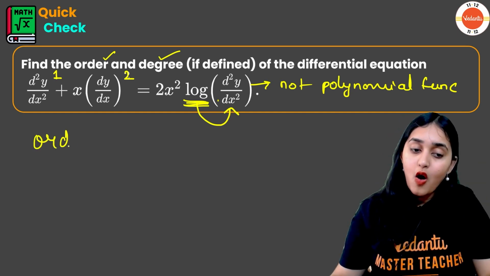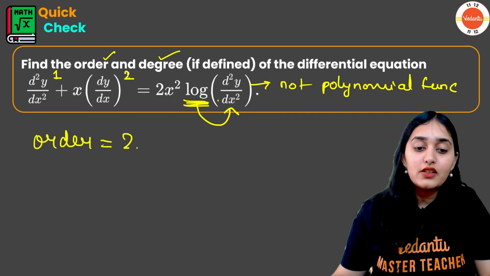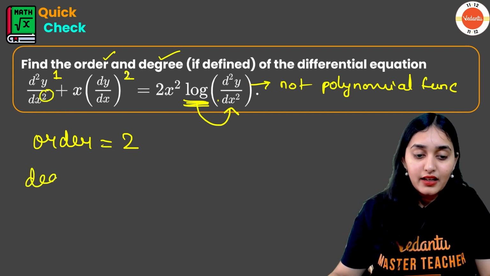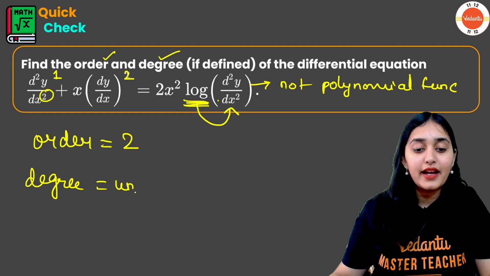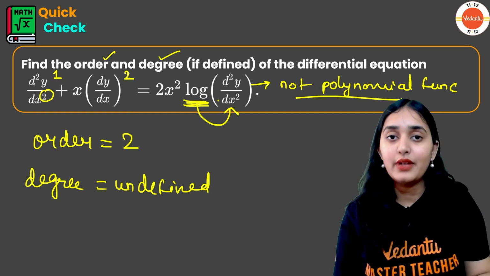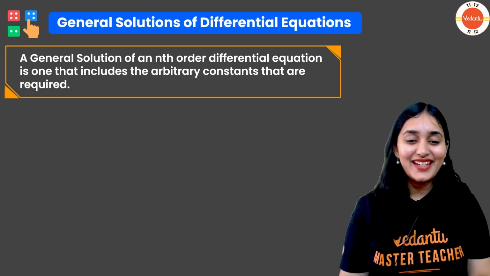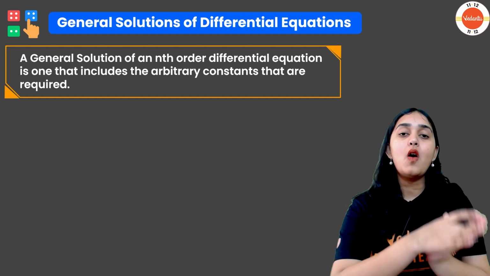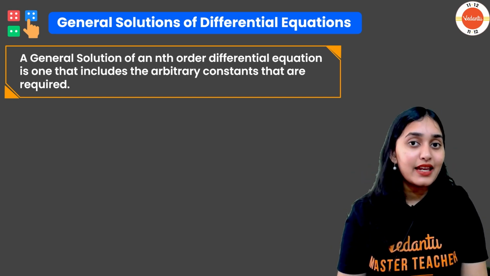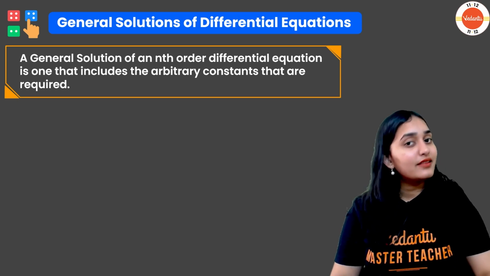So here the order is defined. Order is 2 because the highest order derivative is 2. But the degree will be undefined, because it is not a polynomial function. Directly you can mark the answer. Okay, so I hope you have understood order and degree. It is asked every year in the exam, so do consider it important.